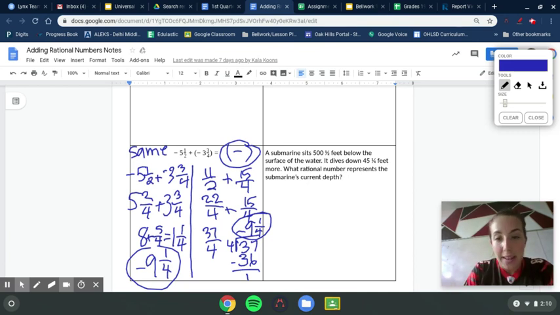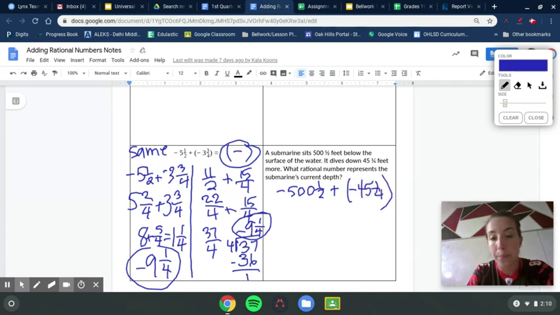All right, then the last problem is a word problem. So it says a submarine sits 500.5 feet below the surface of the water. Since it's below, that's letting you know that it's a negative value. So negative 5.5 feet below the surface. And then it dives down 45 1/4 feet more. So I'm adding an additional negative 45 1/4 feet because it's going down more.